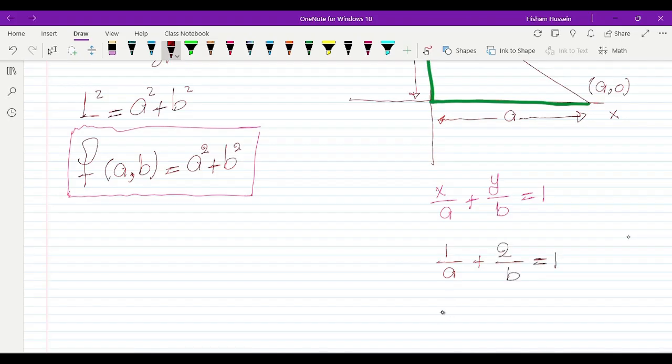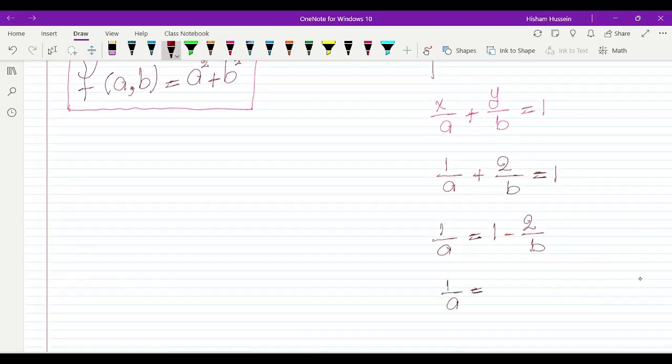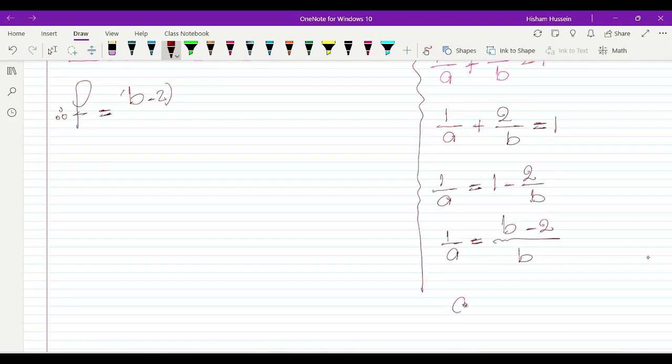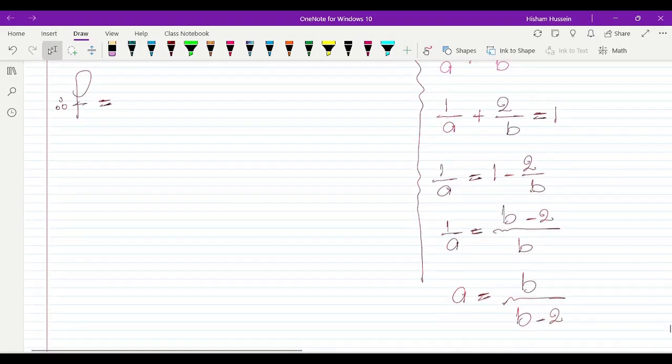So 1 over A equals 1 minus 2 over B, or in other form, 1 over A equals B as a common factor, here this is (B minus 2) over B. So A will be B divided by B minus 2. Now substitute in the function f that equals A squared plus B squared. A is B divided by B minus 2, so f equals B squared divided by (B minus 2) squared, plus B squared.